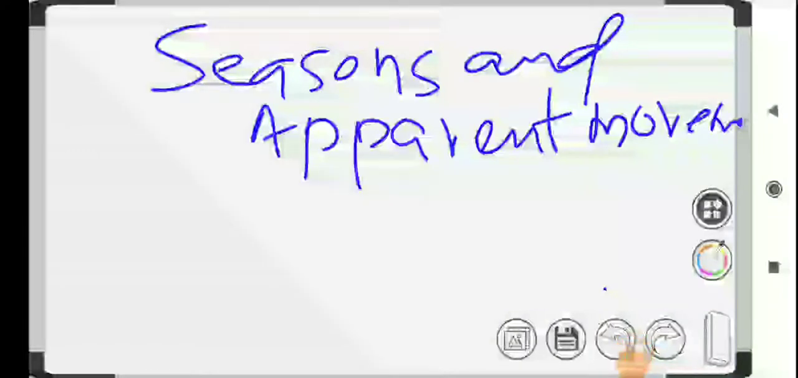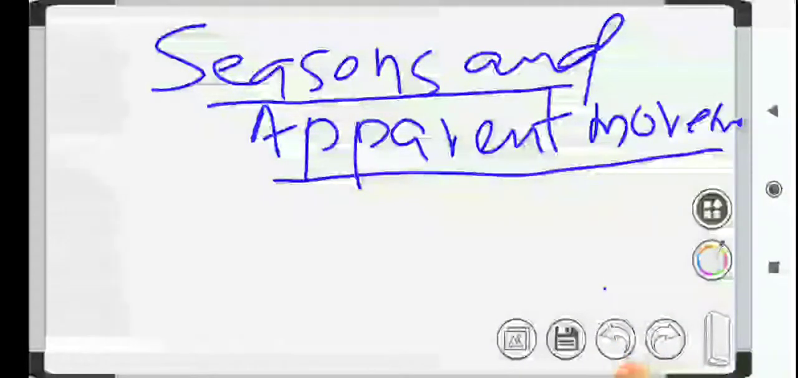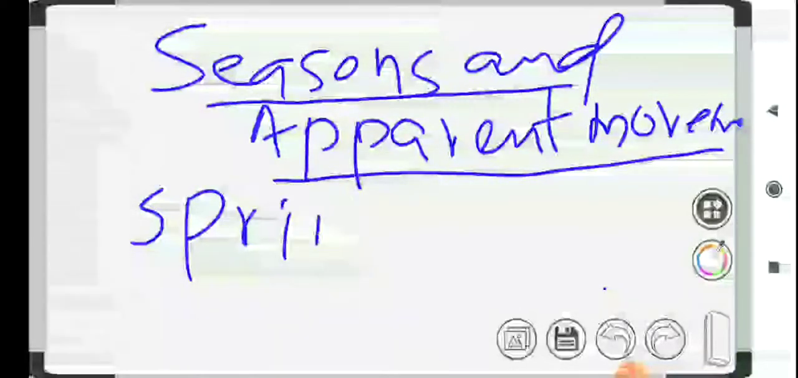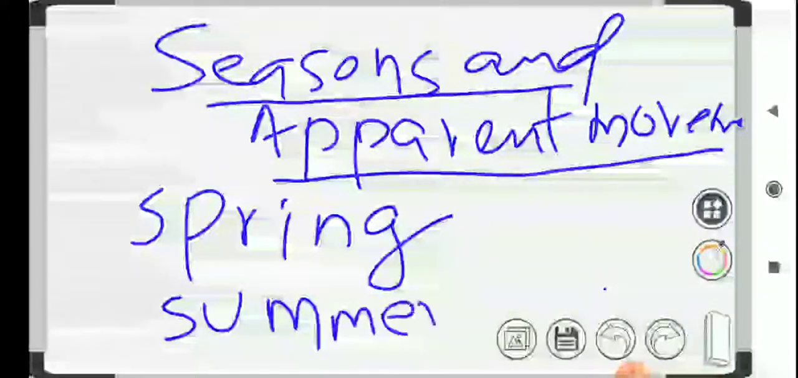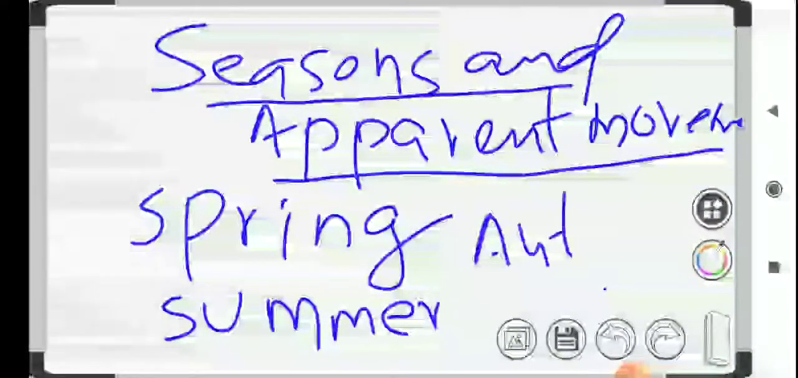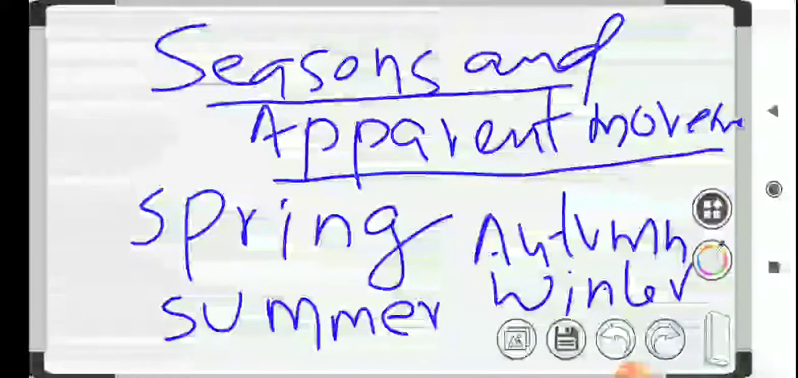As a result of the apparent movement of the sun between Tropic of Cancer and Tropic of Capricorn, there happen different seasons like spring, summer, autumn and winter in a cyclical manner. It is repeated in a cyclical manner.